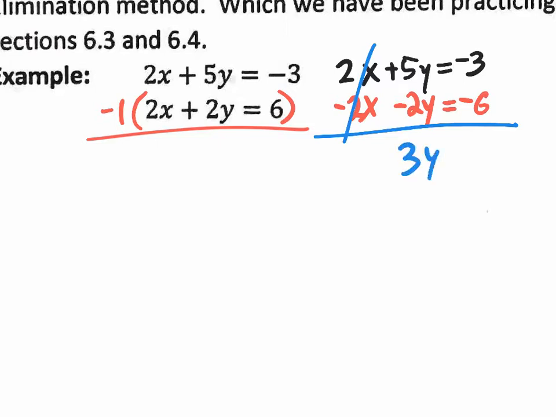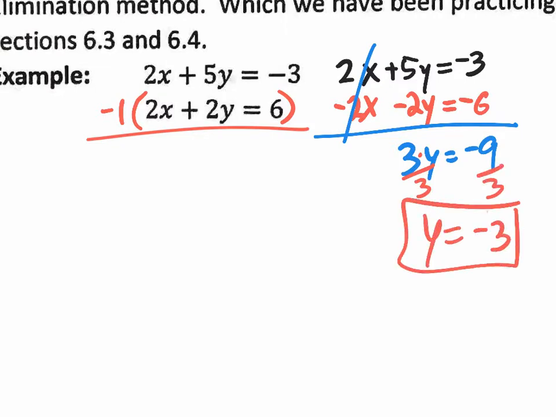We'll have a 3y equaling negative 9. And that's a simple one-step equation. The answer is what? Y equals negative 3. So again, we want an ordered pair solution. So far, the y value is negative 3. We still need to find the x value.